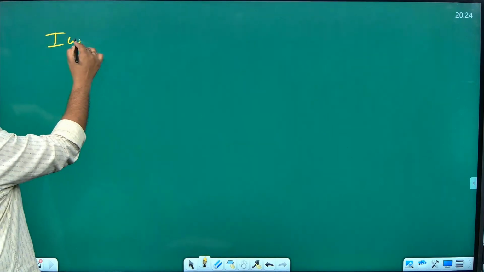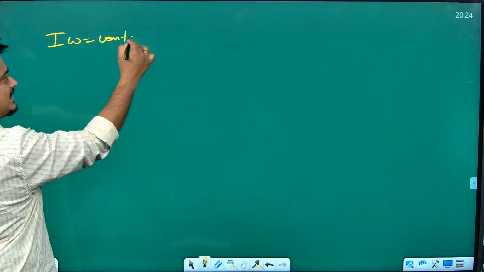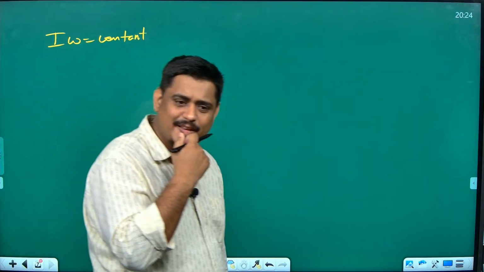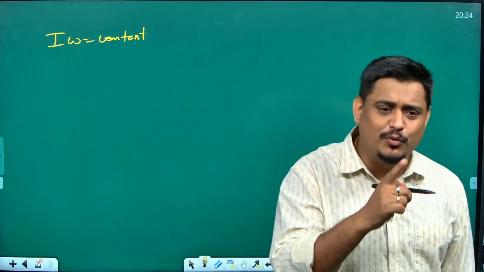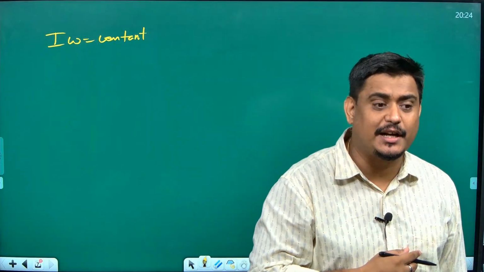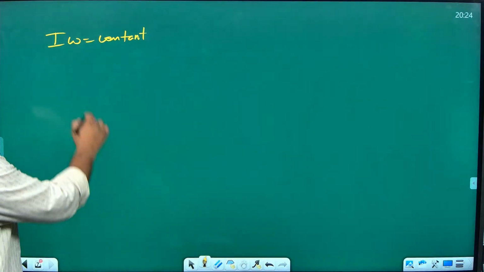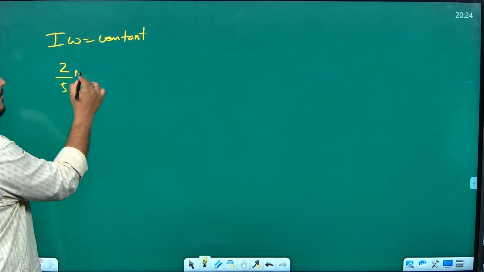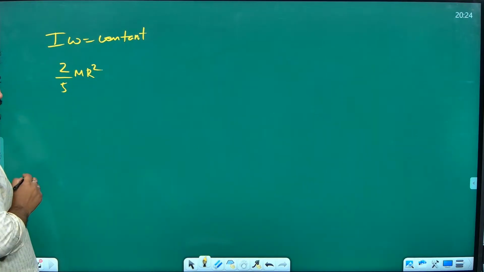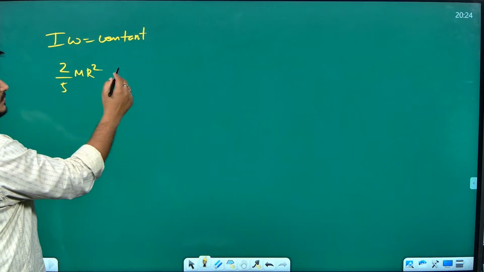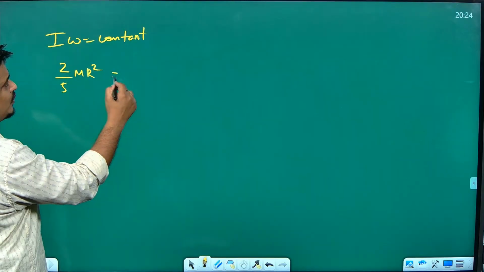We know that omega is a constant, right? What is the moment of inertia of Earth? Last class I told you for a solid sphere what the moment of inertia is. I told or not? Check your notes. 2 by 5 MR square. Good, Shoaib. So I is 2 by 5 MR square. And what is omega? 2 pi by T.